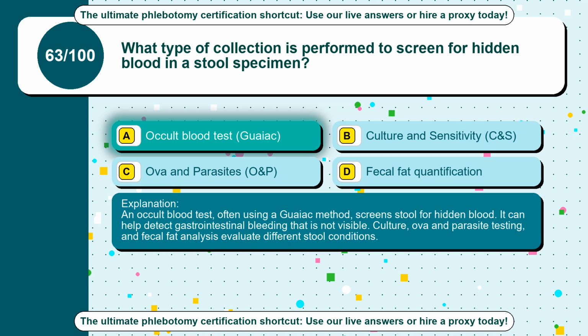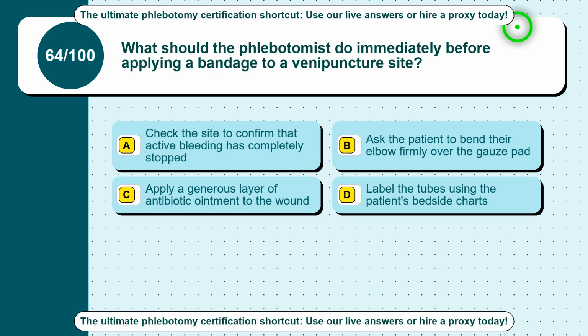An occult blood test, often using a guaiac method, screens stool for hidden blood. It can help detect gastrointestinal bleeding that is not visible. Culture, ova and parasite testing, and fecal fat analysis evaluate different stool conditions. Question 64.